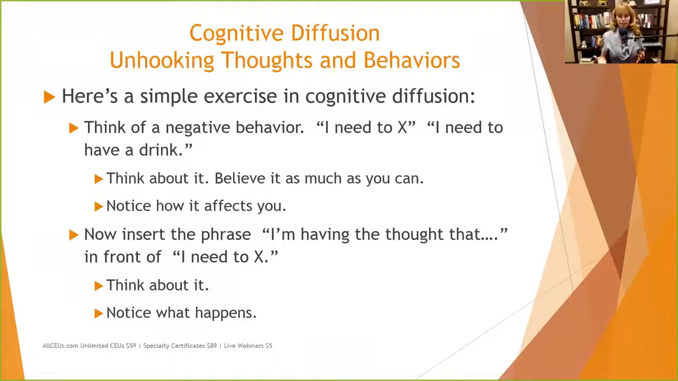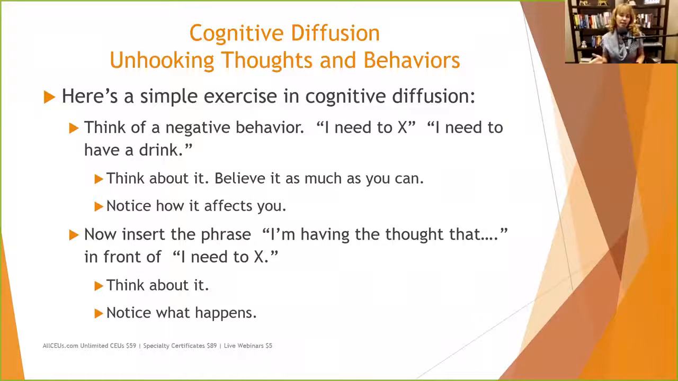Here's an exercise. Think of a negative behavior, like I need to have a cigarette, I need to have a drink. We're going to stick with the drink here. I need to have a drink. Thinking about it, believing it as much as you can. And a lot of times, I've worked with people with co-occurring disorders for 20 years, and this feeling that they need to have a drink is extremely powerful, and they believe it. And notice how it affects them. They feel this almost uncontrollable urge to go get a drink, a compulsion, if you will.